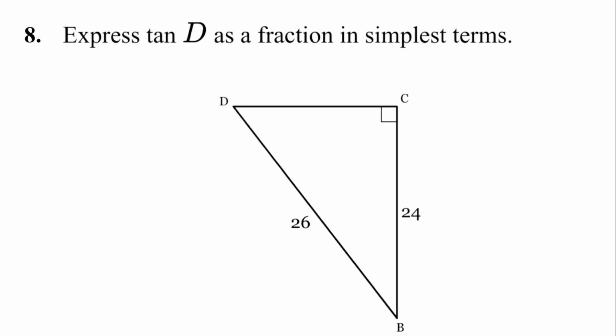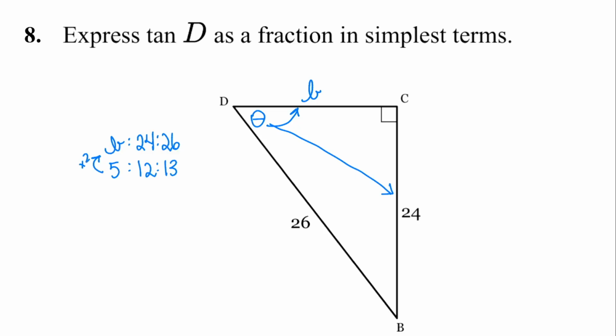Express tangent of d as a fraction in simplest terms. So tangent is opposite over adjacent, and we don't know this side here, so I'm just going to put a lowercase b here. If we look at 24 and 26, both of these are divisible by 2, and then we get a 12 and a 13 here, which means that our missing side for the Pythagorean triple is going to be a 5. Now, all we have to do to figure out b is to multiply by 2, so b is 10. And now we have 24 over 10 for our tangent ratio, which will simplify to 12 over 5.